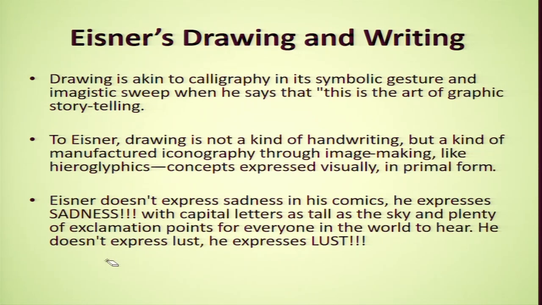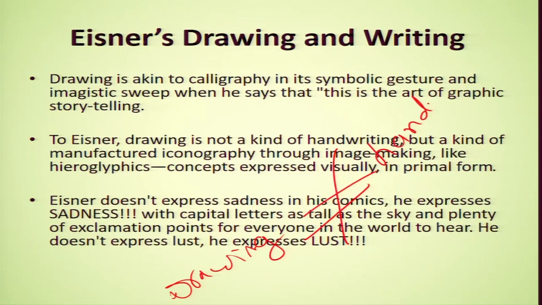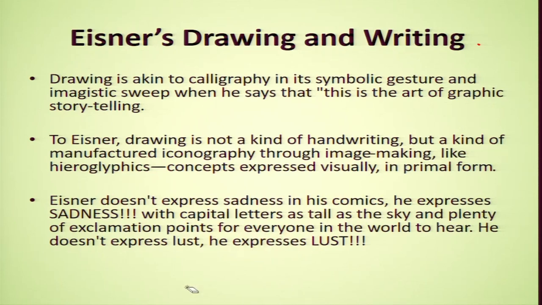To Eisner, drawing should not be equated with handwriting. So drawing is not handwriting, but a kind of manufactured iconography, right? Manufactured iconography, through image making like hieroglyphics, that is, a concept expressed visually in primal form.